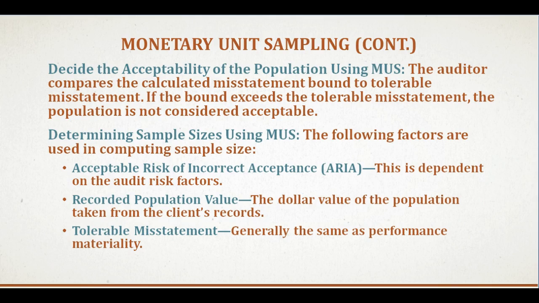The following factors are used in computing sample size in monetary unit sampling. These factors are the acceptable risk of incorrect acceptance. This factor is dependent on the audit risk factors. The recorded population value, which is the dollar value of the population taken from the client's records. And lastly, the tolerable misstatement, which is generally the same as performance materiality.